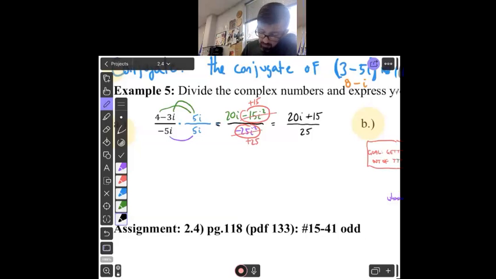Well, this is out of order, right? That shouldn't be written like that. So those need to be switched, right? We also notice that everything has a 5 in it. So what's that really equal to? Well, 15 divided by 5 is 3. 20i divided by 5 is 4i. And 25 divided by 5 is 5. So 3 plus 4i divided by 5.